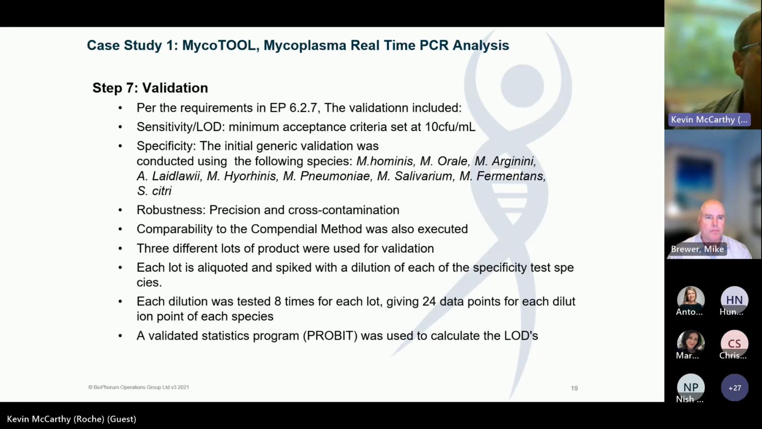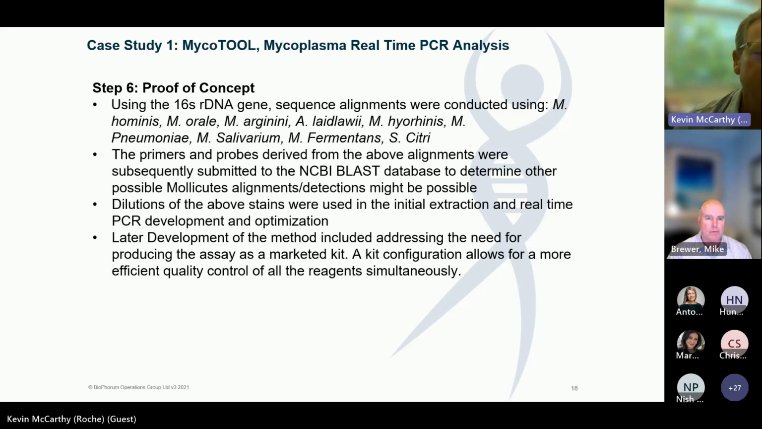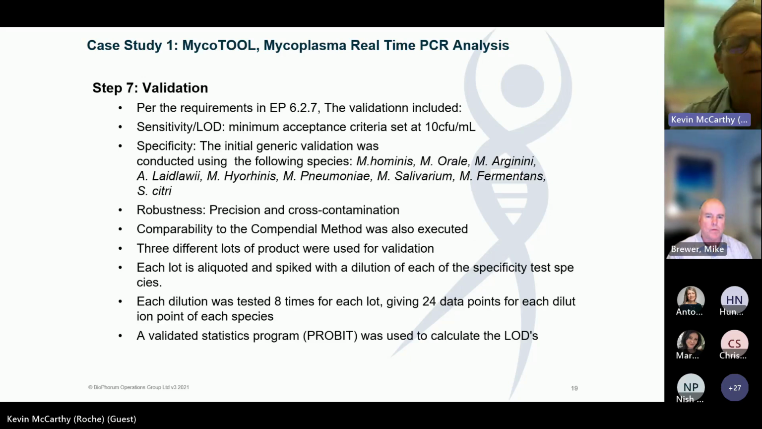Okay, and let me go back to this one. So the proof of concept, basically, we proved that it works, but that's a very tiny bit of the puzzle. The next step is the validation, and that's more intense. Per the requirements of EP 6.2.7, the validation included sensitivity, or LOD, with a maximum acceptance criterion of 10 CFU per mL.